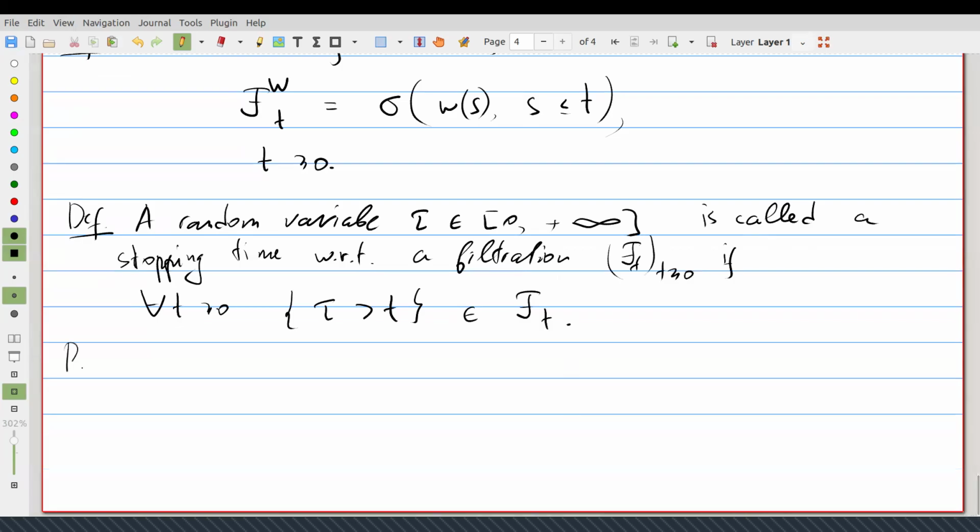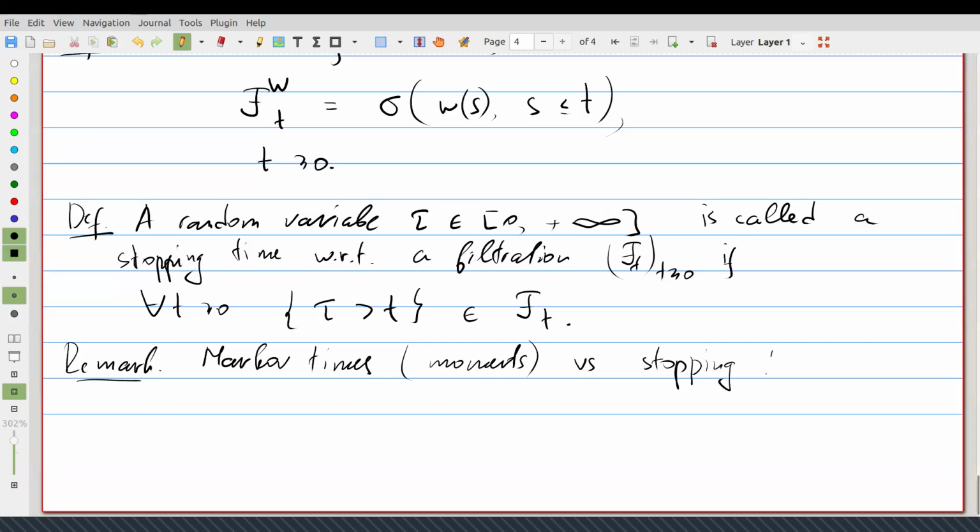Now, an important remark. Sometimes in older books, such things are called Markov times, and a stopping time is a Markov time that is finite almost surely. But in most modern books, this is just called a stopping time. You need to be careful when reading older books. They have a two-step classification, and modern books often just go with one notion.